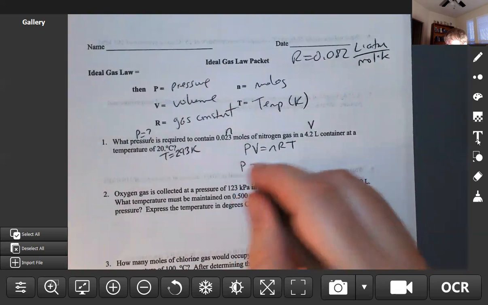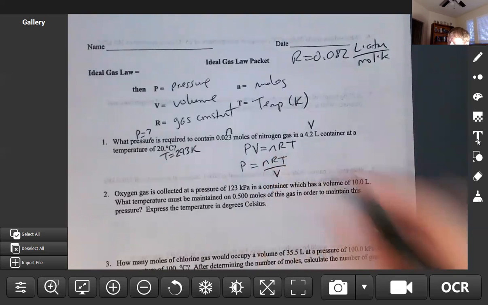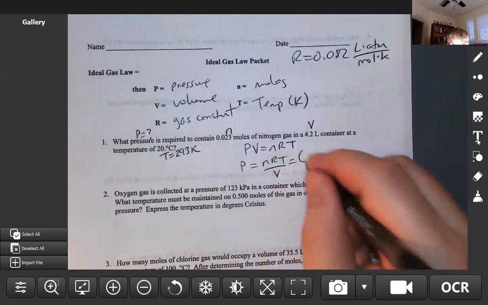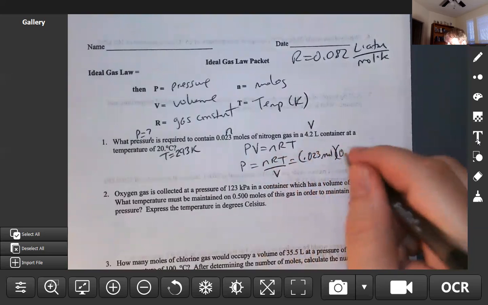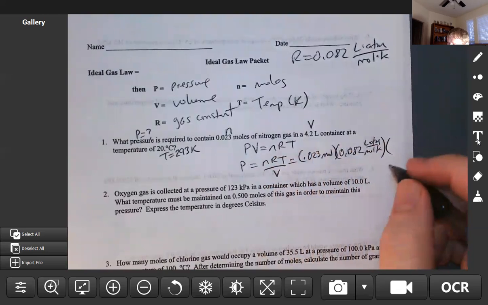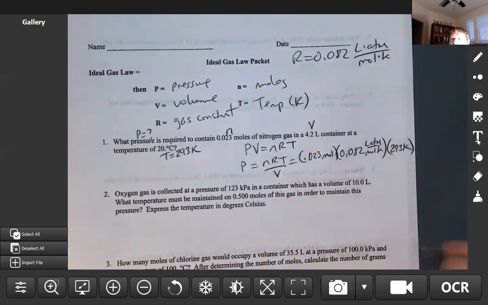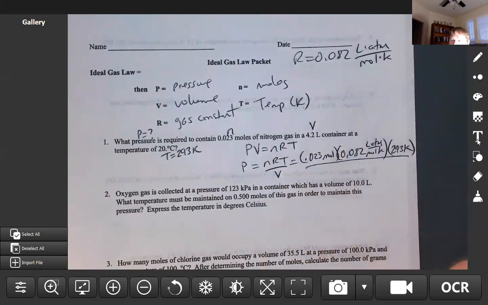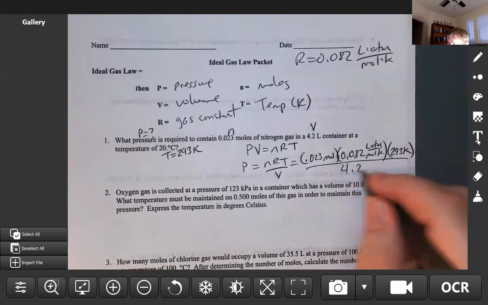So let's solve for P. It'll be nRT over V. So let's sub in 0.023 moles times 0.082 liter atmospheres per mole Kelvin and 293 Kelvin. I'm putting in all the units on this problem so I can show you how they work out. But moving forward, I'm probably going to start dropping them a little bit. Our volume is 4.2 liters.